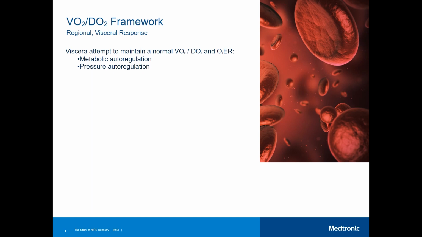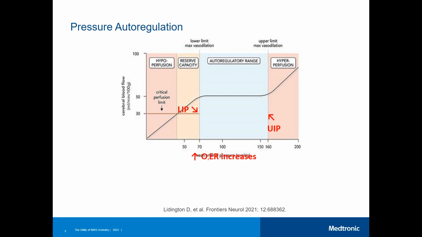On a regional level, each viscera, to varying degrees, attempts to maintain a normal VO2-DO2 relationship, which establishes baseline normal oxygen extraction ratios. These regional visceral mechanisms also respond to the systemic neurohormonal influences, which may be at odds with regional tissue demands. These processes are known as metabolic and pressure autoregulation. This figure depicts the process of pressure autoregulation, in this case for the brain, but similar relationships exist for other viscera. This figure illustrates that within a wide range of arterial perfusion pressure, flow remains independent of pressure.